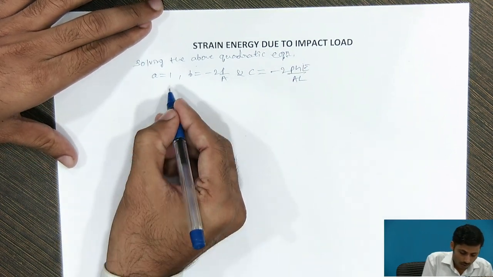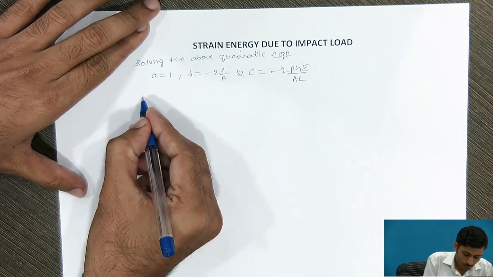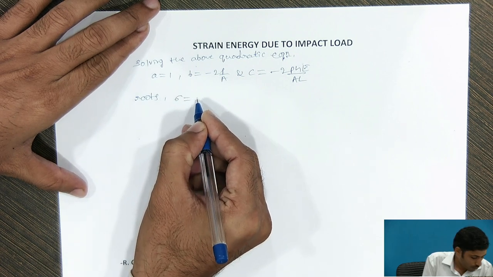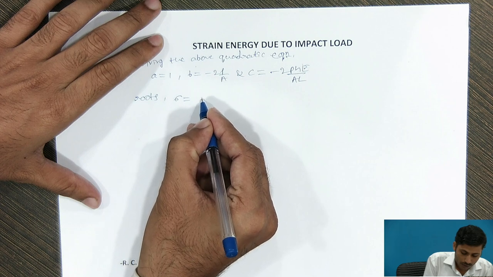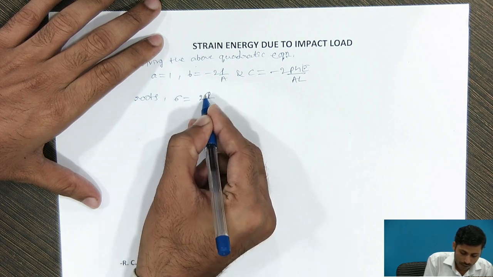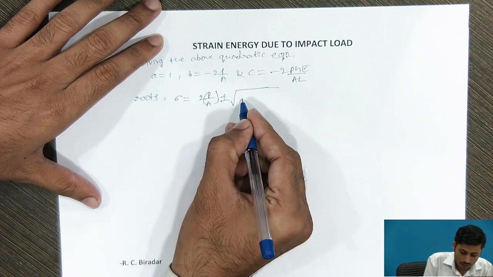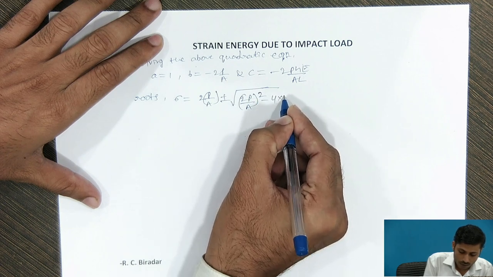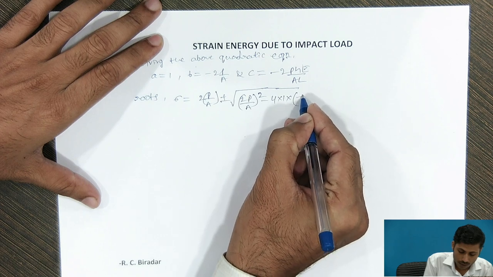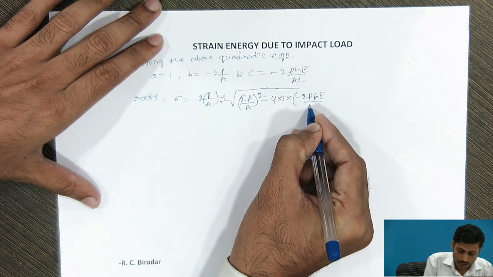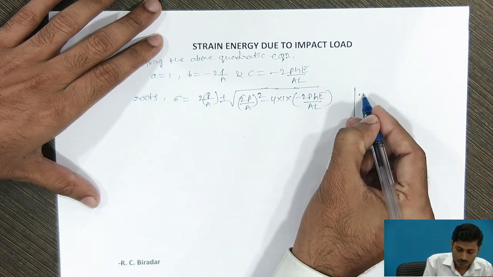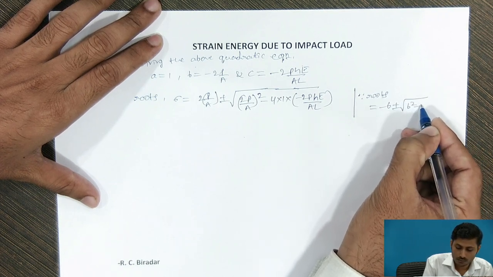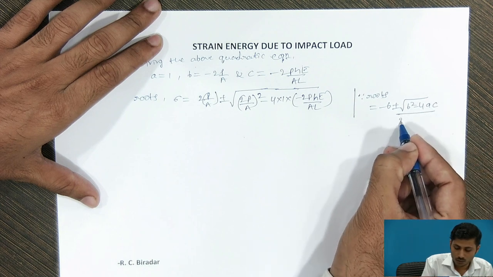Now if I have to get the roots, that is sigma equal to minus B, so as I have 2P by A, plus or minus square root of 2P by A bracket square minus 4 into A into C, that is minus 2PHE by AL, because roots equal to minus B plus or minus square root of B square minus 4AC divided by 2A.